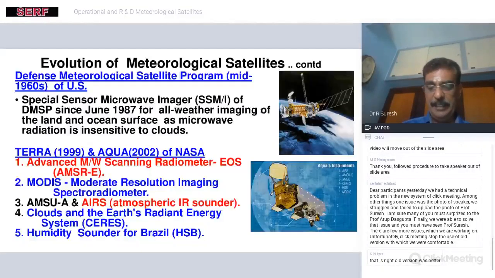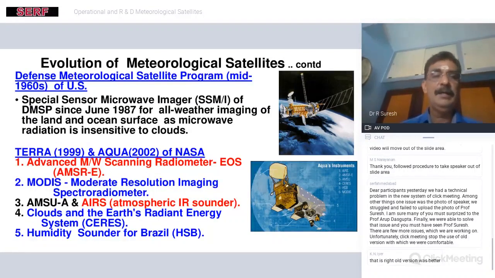The Defense Meteorological Satellite Program, which I skipped over in between, probably the continuity was misplaced, because I want to cover this one along with Terra and Aqua. That is the reason I have put it over here. It was in the mid 60s. It is a continuous ongoing research satellite program. Even now the defense naval group is making so much contribution to satellite technology.